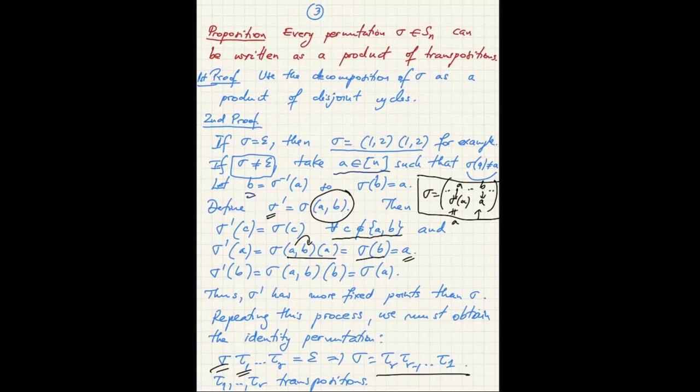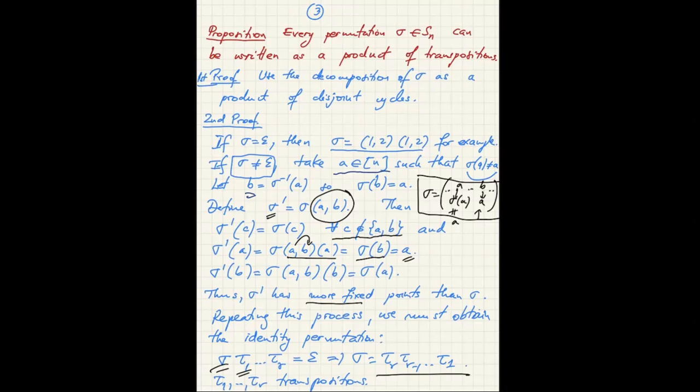So what happens with sigma prime and sigma? Well, sigma prime fixes more points than sigma, because it fixes everything that sigma fixed before, and it also fixes A, which was not a fixed point for sigma. And so we can continue this procedure until we end up with a permutation that fixes every element. So that's exactly what we do, and we repeat this process. And again, here we're using the fact that we're dealing with permutations of a finite set. So this procedure is going to stop.